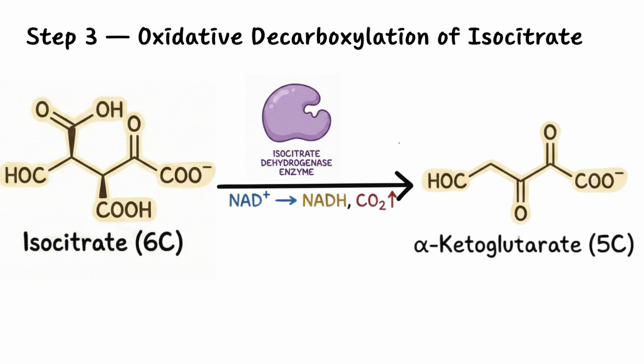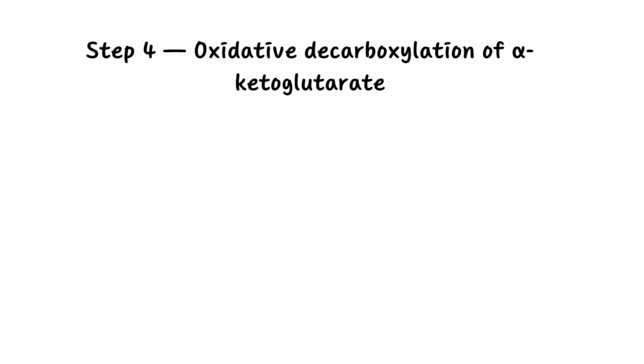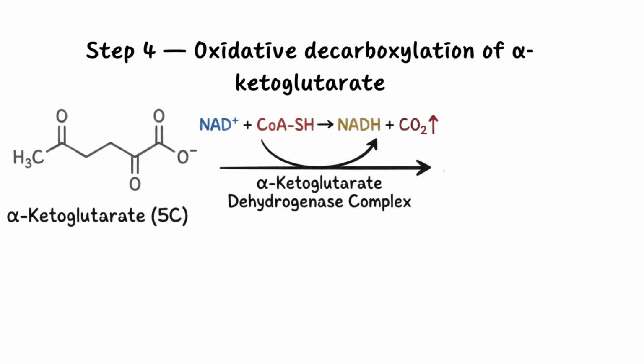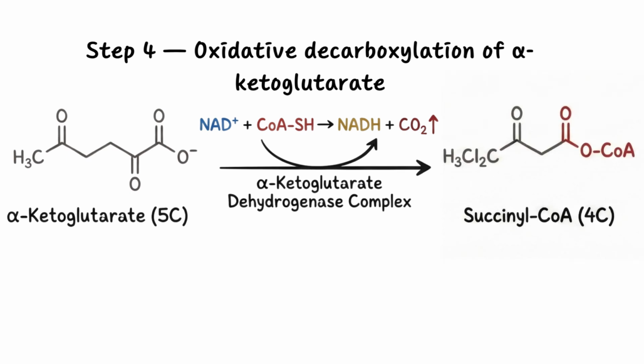Step 4, oxidative decarboxylation of alpha-ketoglutarate. Alpha-ketoglutarate is oxidatively decarboxylated to form Succinyl-CoA and carbon dioxide by the enzyme complex alpha-ketoglutarate dehydrogenase. NAD+ is also reduced to NADH.